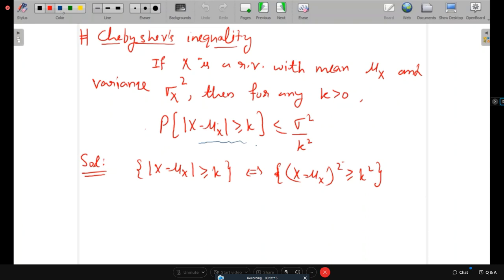Now let's say mu x denotes the mean and variance is sigma x square. Then for any positive k greater than 0, this probability is bounded by variance divided by k square. So can someone try to emphasize what it signifies, geometrically or physically, you can say? Can someone try to interpret this?